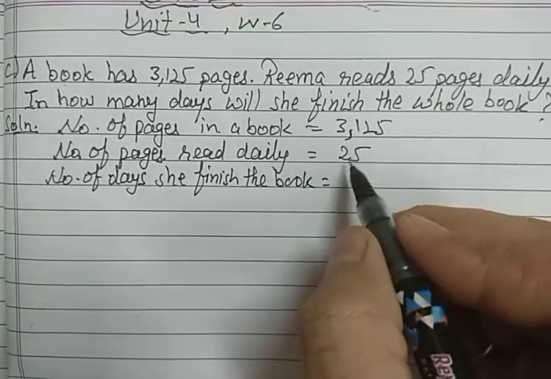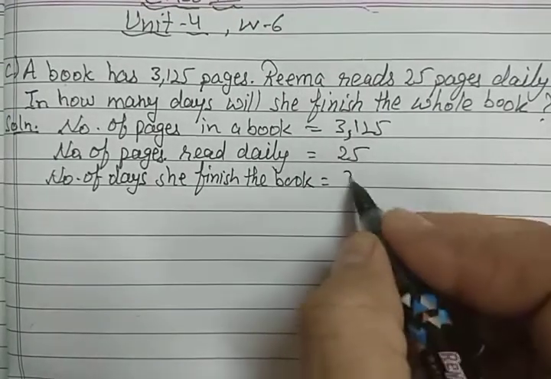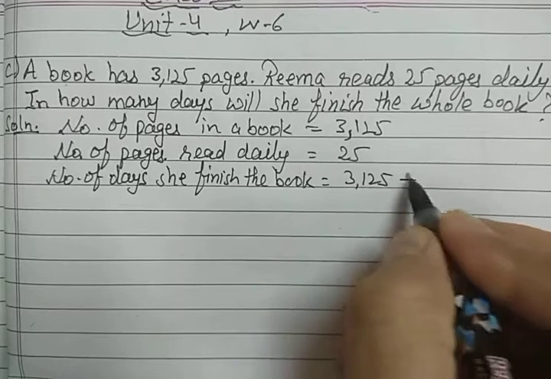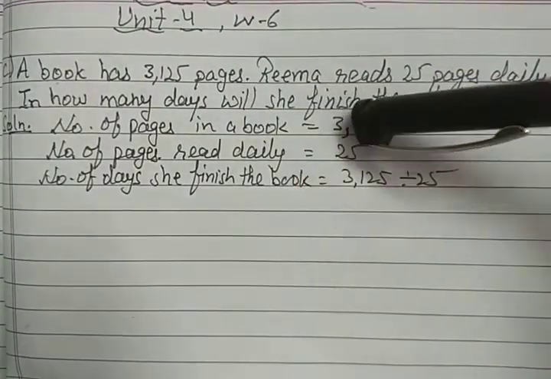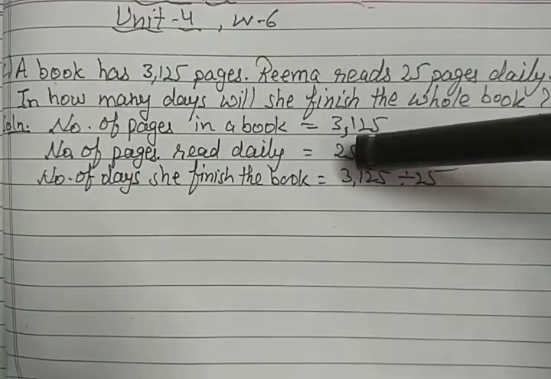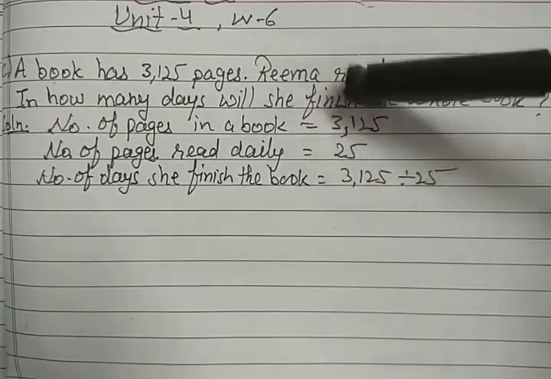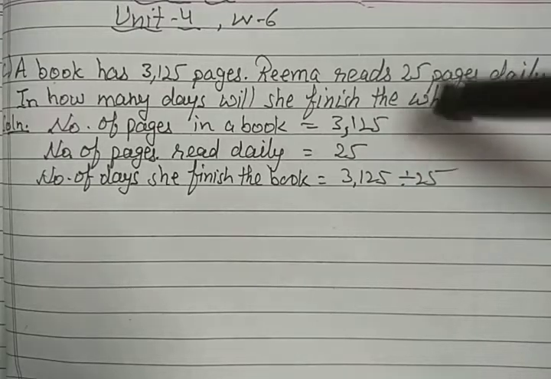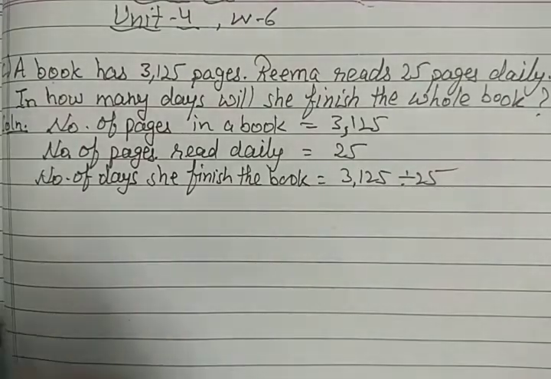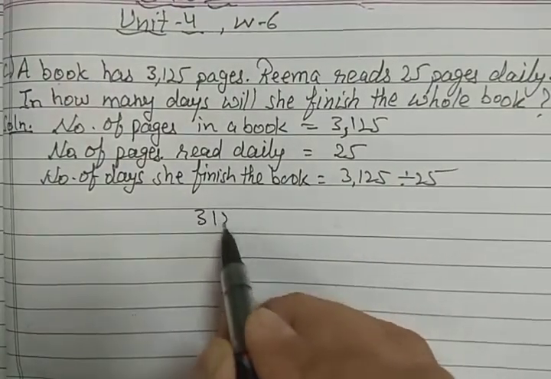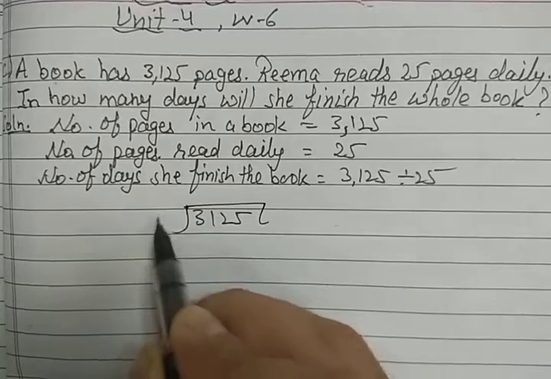So for that we have to divide 3125 by 25. So total number of pages given थे, 1 day में 25 pages read कर रही थी, तो अब हम 3125 को equally distribute करना है 25, 25, 25 में. So we have to divide it by 25. So divide it, 3125 divided by 25.